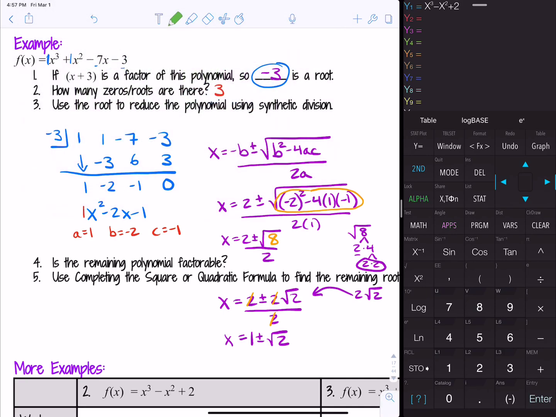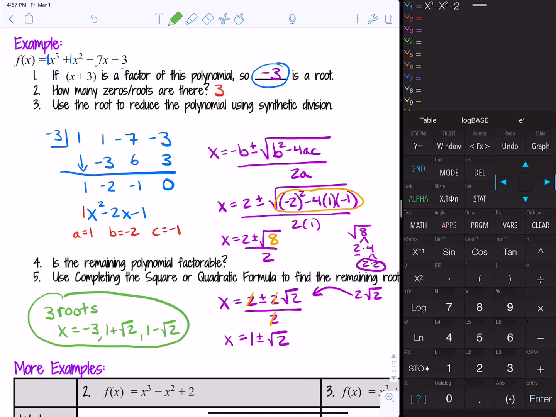We needed 3 zeros because this was a cubic function. So all of our roots together would be x equals the first one they gave us, which was the factor x plus 3. So our root was negative 3. And then we just found 2 more. We have 1 plus the square root of 2, and we have 1 minus the square root of 2. So that's all 3 roots for our polynomial have now been found.